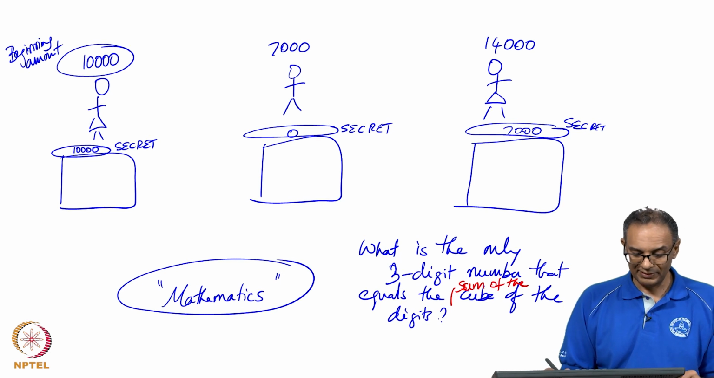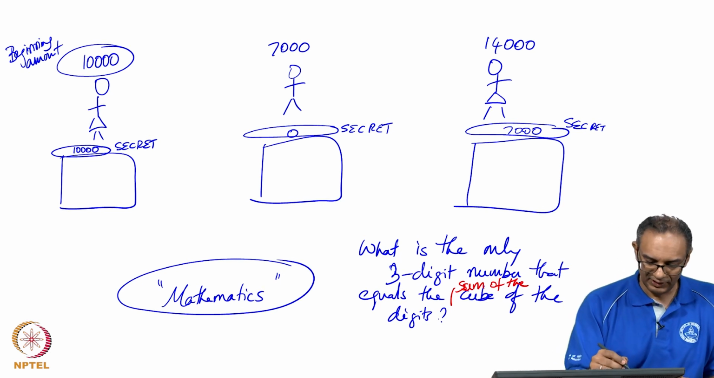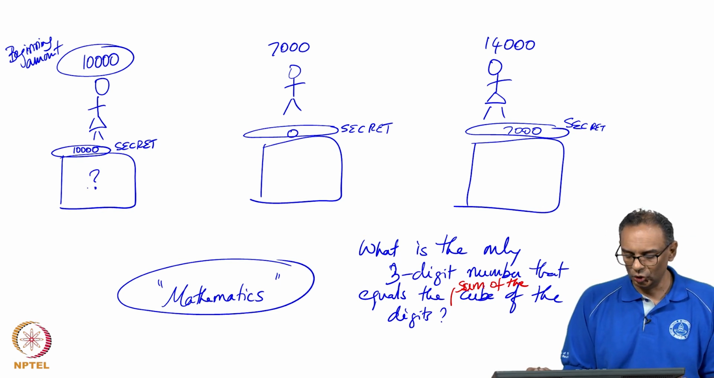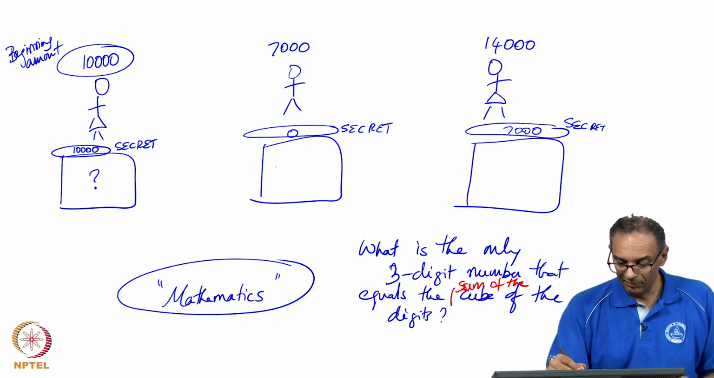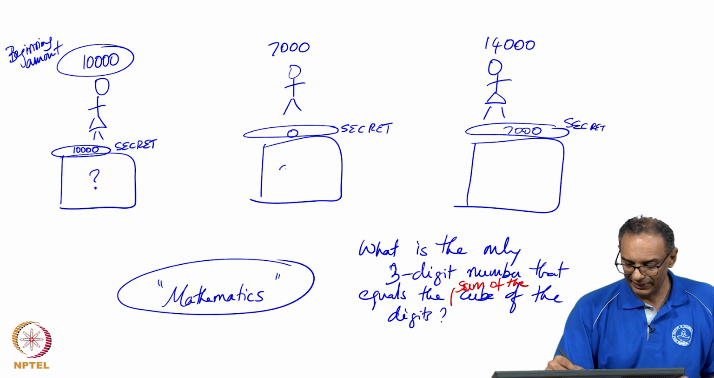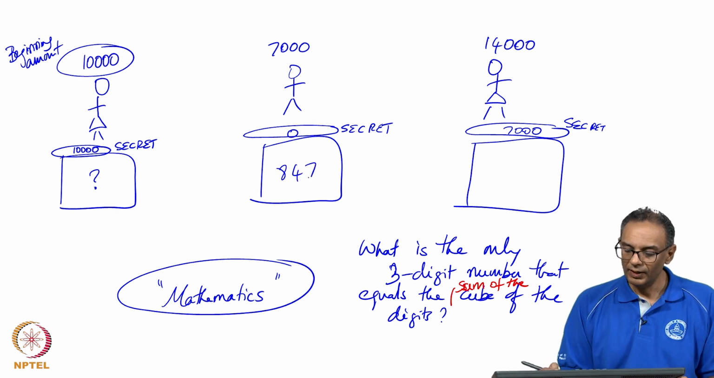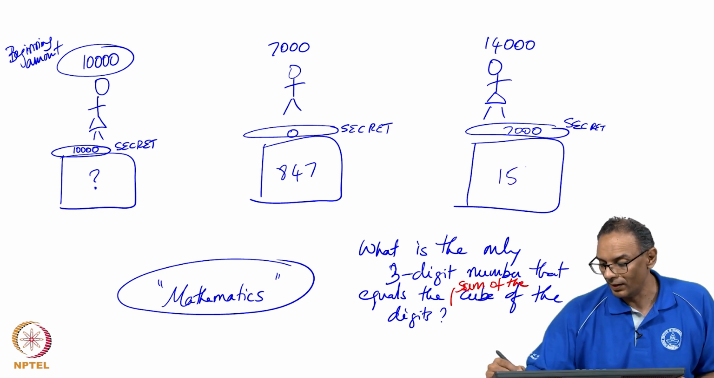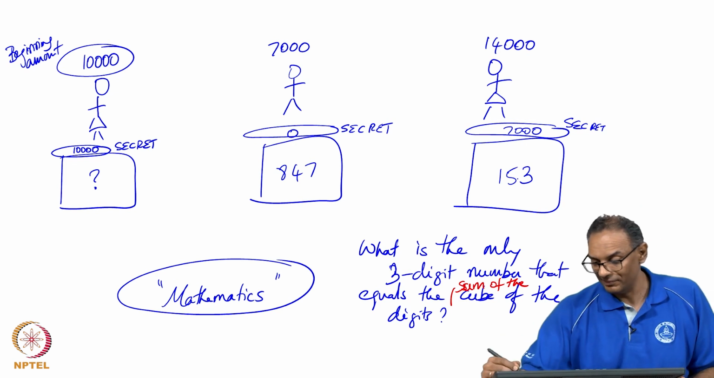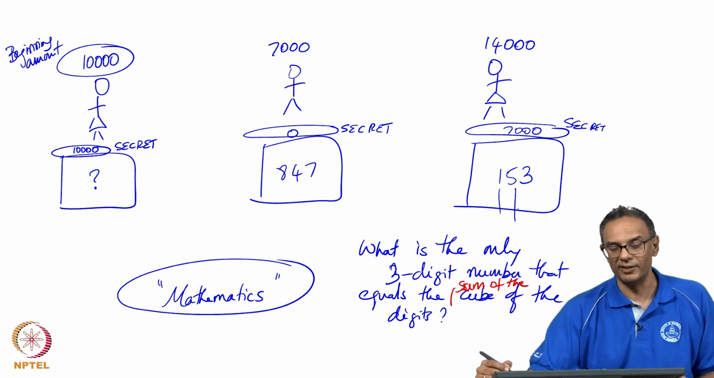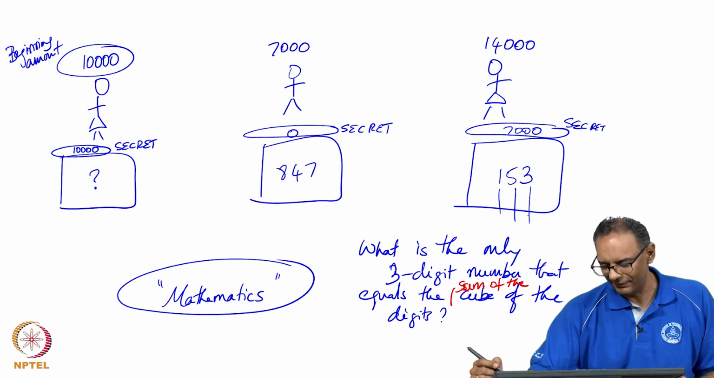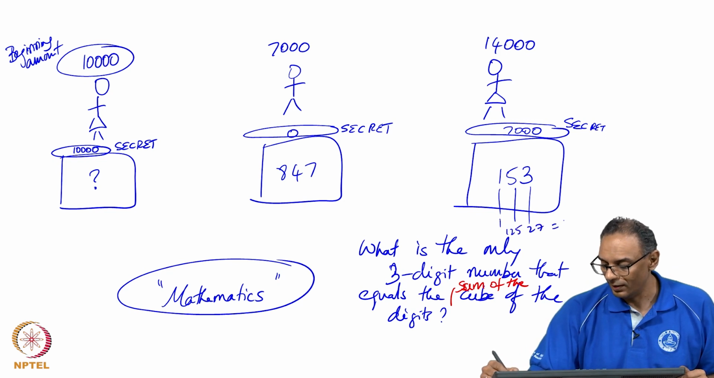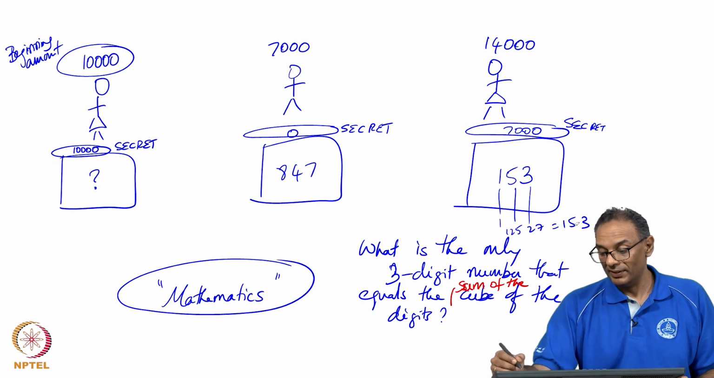So, the first person thinks about it and is not sure and puts a question mark. The second person remarkably thinks about it and then just writes down 847. And the third person thinks about it and says, okay, I know this is 153, which by the way is the right answer, because 1 cubed is 1, 5 cubed is 125, 3 cubed is 27. So, 1 plus 125 plus 27 is 153. So, that is the only number that can be written in that form.